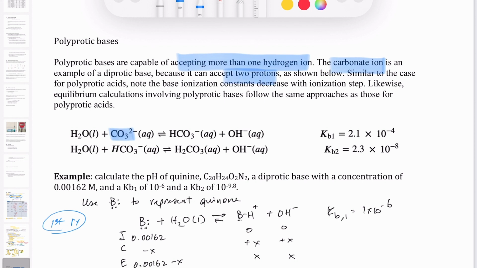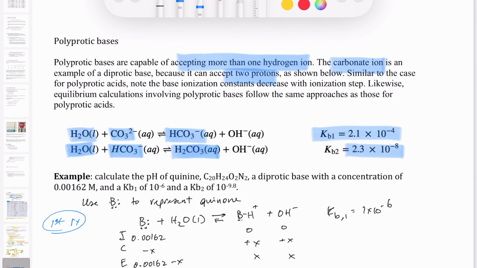So we start with carbonate reacting with water. Water donates a proton to carbonate, forming bicarbonate. And that has a Kb equal to 2.1 times 10 to the minus 4. And then that bicarbonate ion can then react with another water to form carbonic acid with a second Kb.